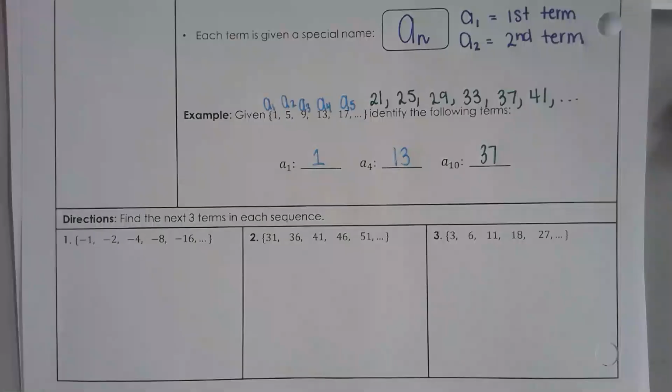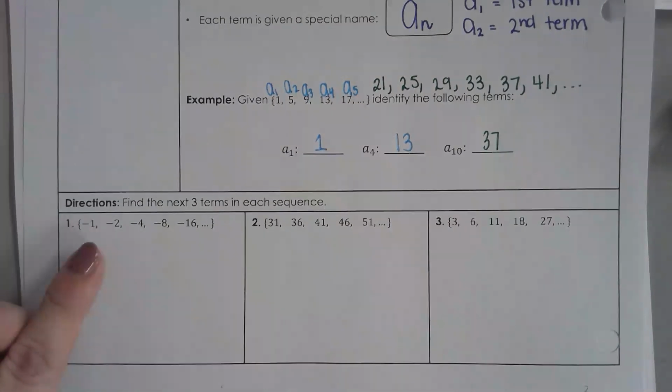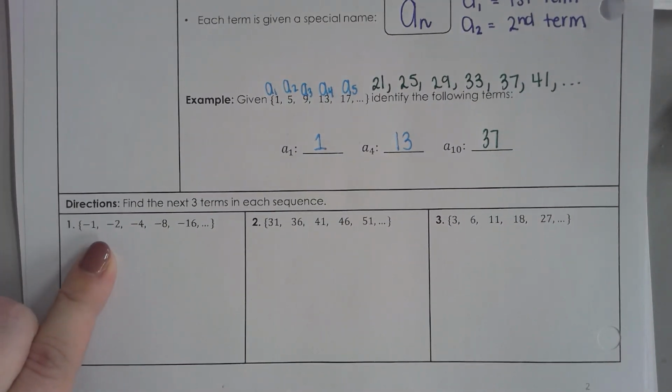Who thinks they know what the pattern is in number 1? Riley? You times it by 2. It's multiplying by 2. That's the basic one that's happening. And it's a positive 2.